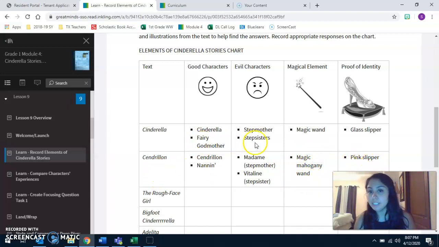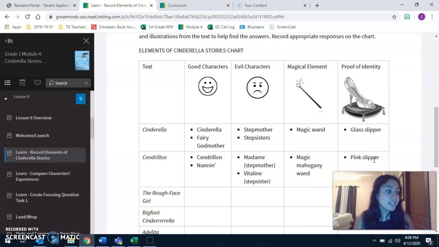You'll notice that some things are kind of the same, some things are kind of different, but let's go over what all of these things mean just one more time. So good characters are the characters that are good people. Evil characters are the characters that do very bad things in the story. The magical element is a person or object that has magic. And the proof of identity is how we know that Cinderella or Cendrillon is who they say they are. So the prince knew that it was Cendrillon when she put on the pink slipper.